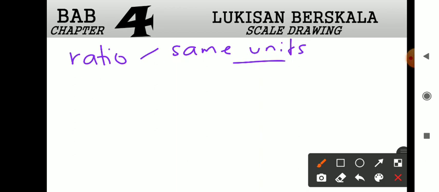Okay, for example, just now we said RM berapa? RM 3,600. RM 6,000 to RM 3,600. Normally we write down as 6,000 to 3,600. Okay, you don't write down the units. So in the end, you don't have to write down the units.